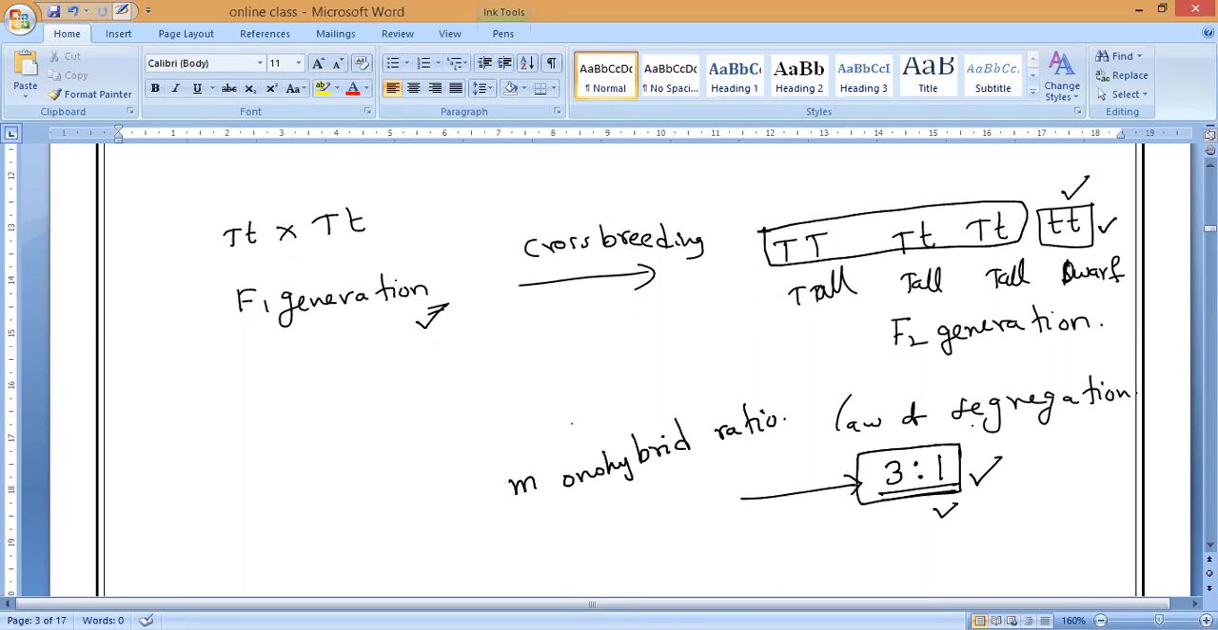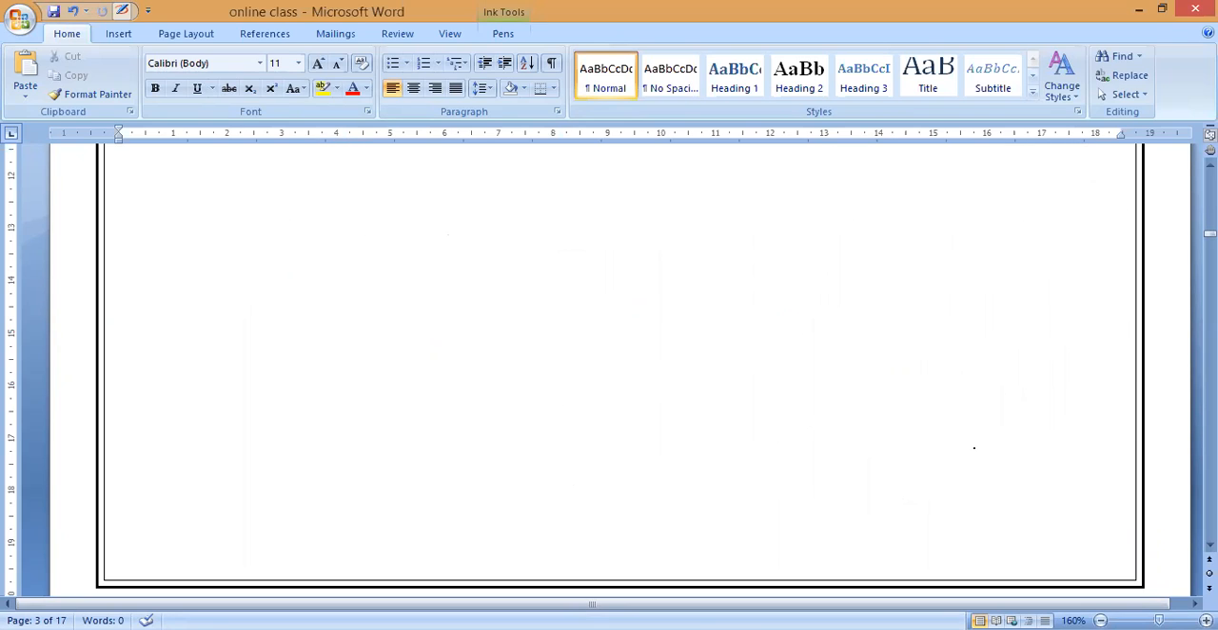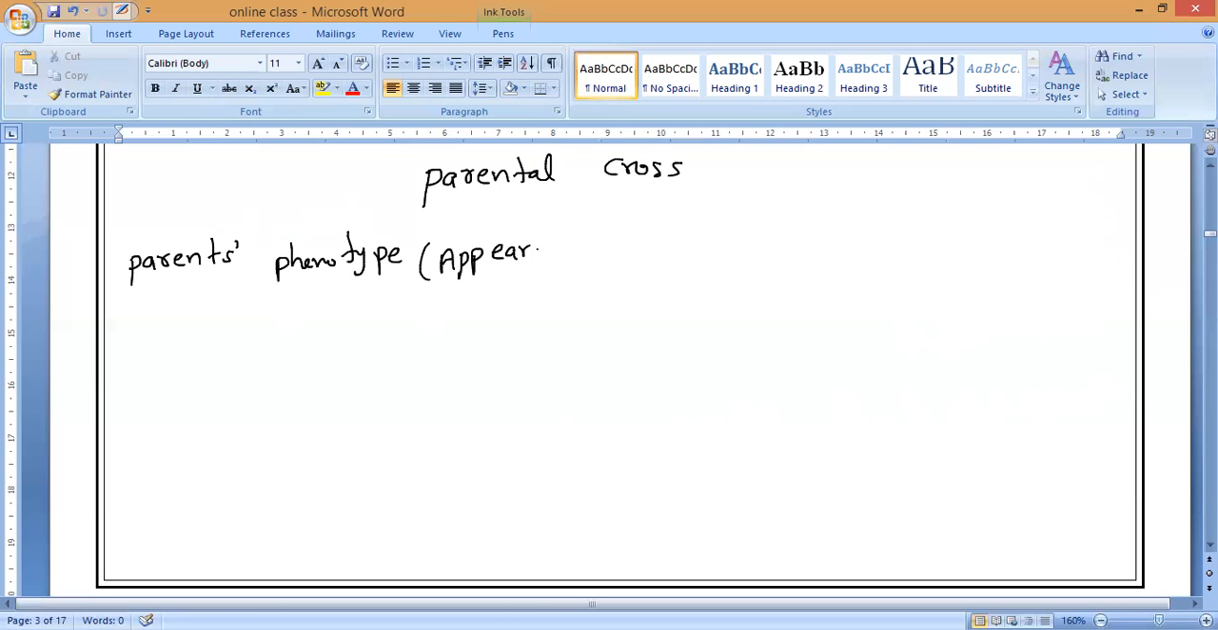Now, we already studied the explanation of the results of monohybrid inheritance. We'll study it once again quickly. In the explanation, first of all, we are going to do the parental cross. What is the phenotype of the parents? Anybody can say, girls, open your mouth. What is the parents' phenotype appearance in the parental generation?